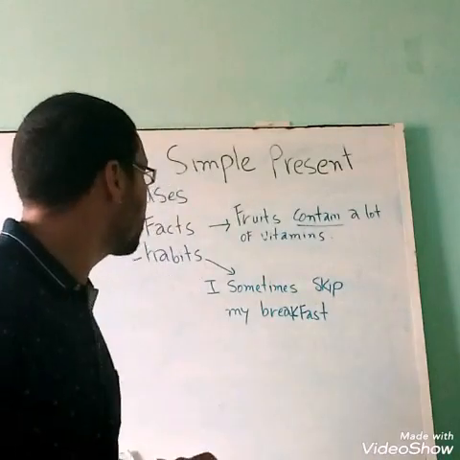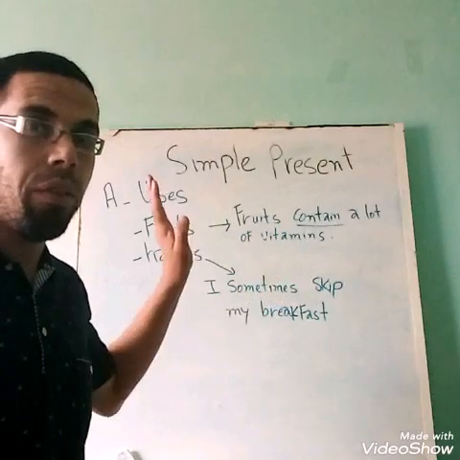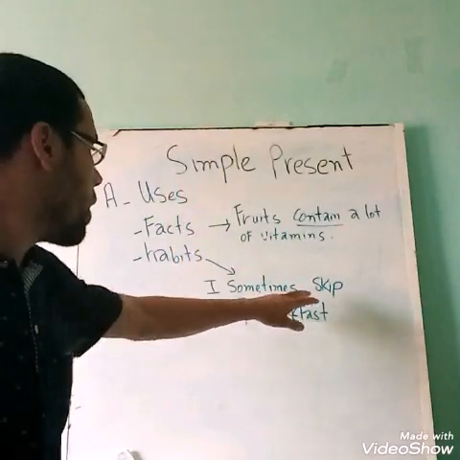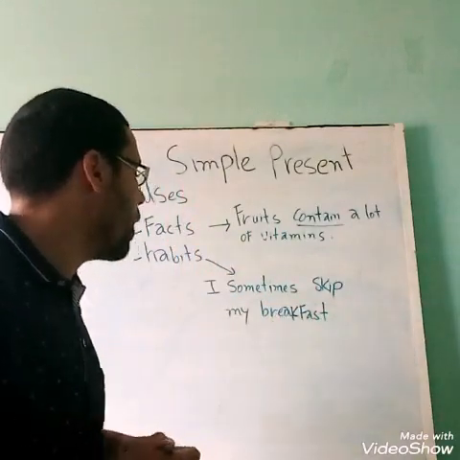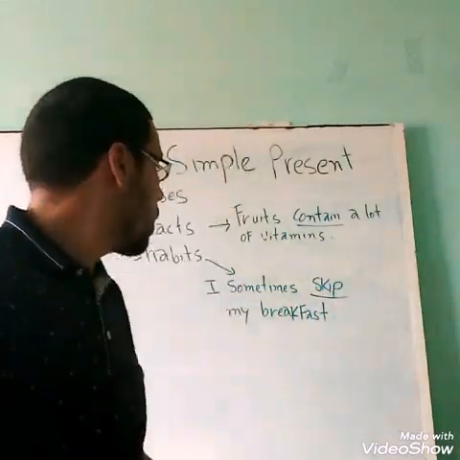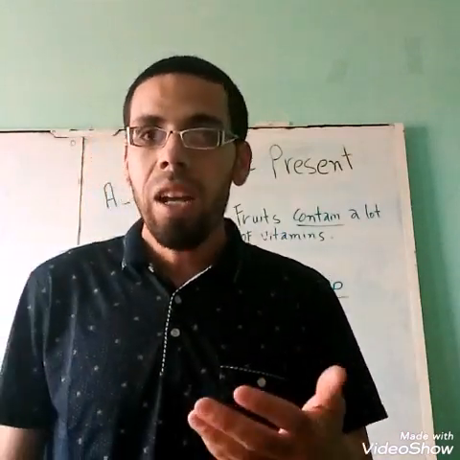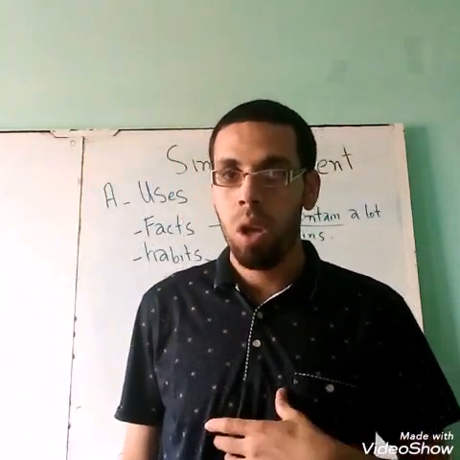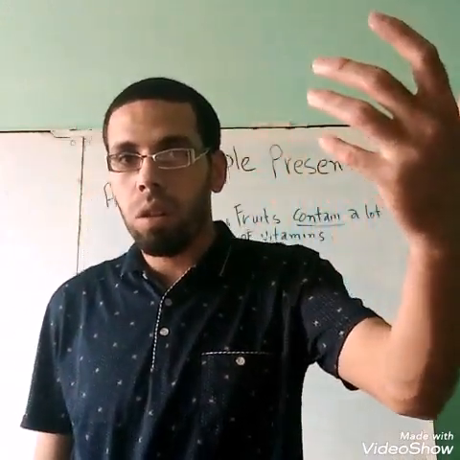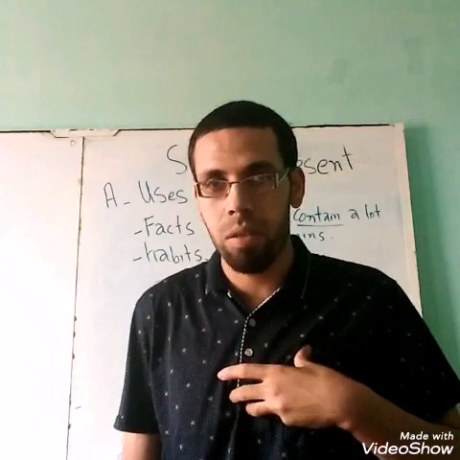Which means, for the first word I have explained it. So I sometimes skip my breakfast. The verb here is skip. Okay? The verb is skip. I sometimes skip my breakfast, which means I sometimes go to work or to school without having my breakfast.